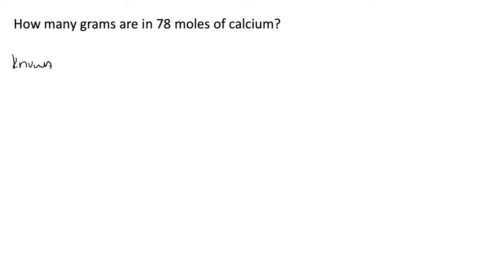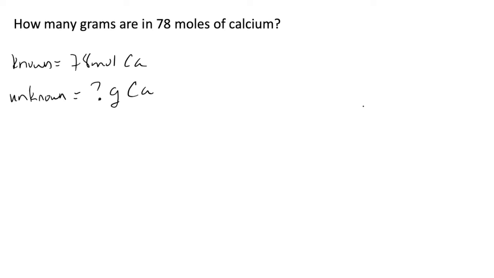Our known is 78 moles of calcium. And our unknown, which is what we want to find out, or what the problem is asking us to solve for, is the number of grams of calcium. Now, since we're not converting calcium to a different substance, such as calcium oxide or calcium chloride, we do not need to use a mole ratio. But what we do need is the molar mass of calcium.